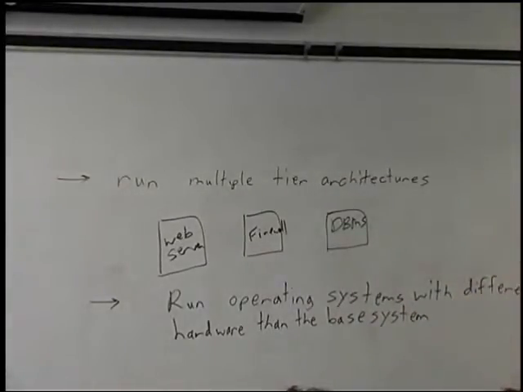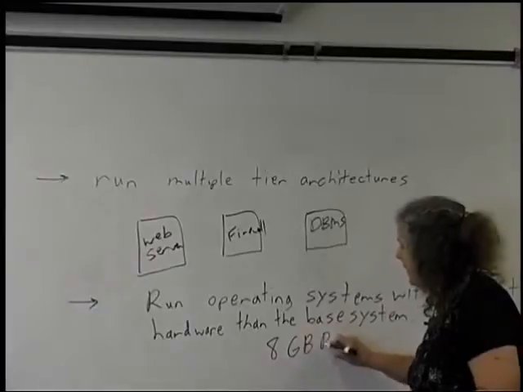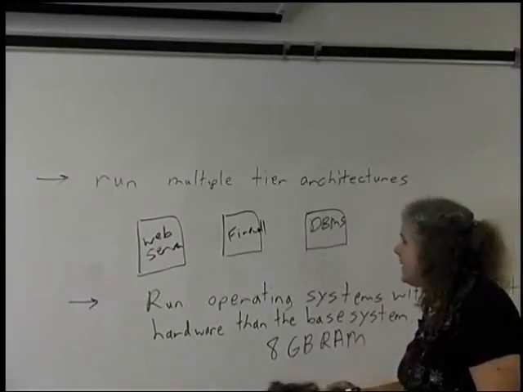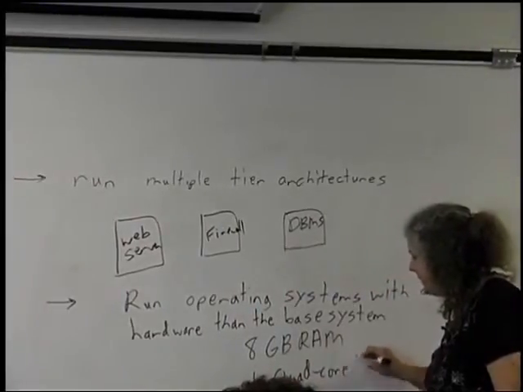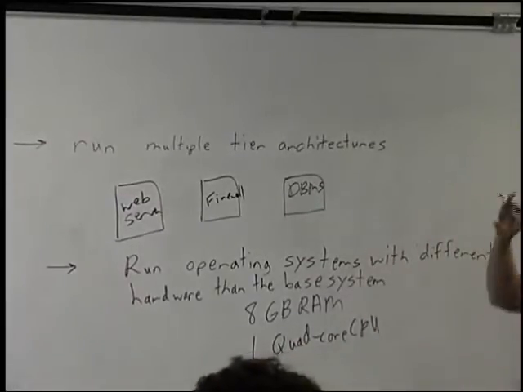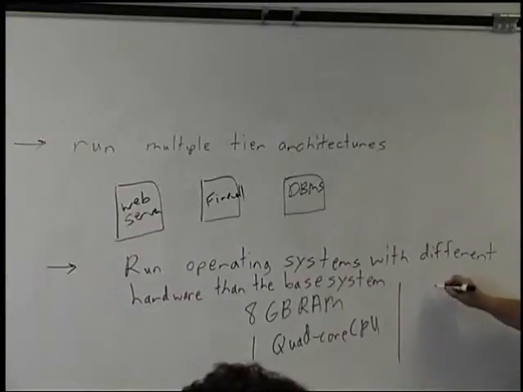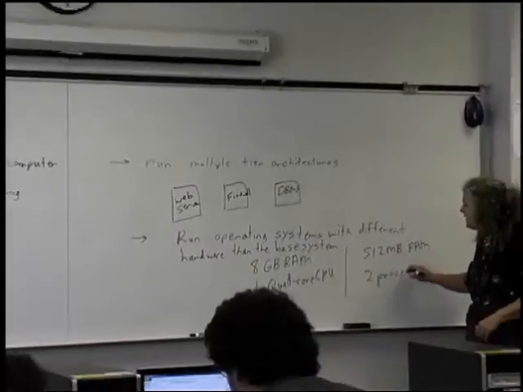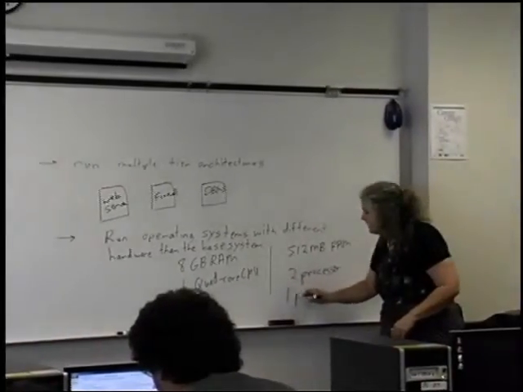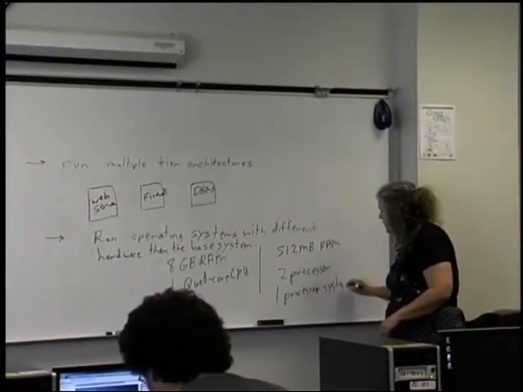Let's say that, for instance, you had a system that had 8 gigabytes of RAM. And let's say you had a quad-core CPU. All right. That's your base system. That's your actual physical system. When you're running your virtual machine, you could say, well, in this case, give them just 512 megabytes of RAM. And let's say you would say, all right, it's a 2-processor system or a 1-processor system, with 2 cores.